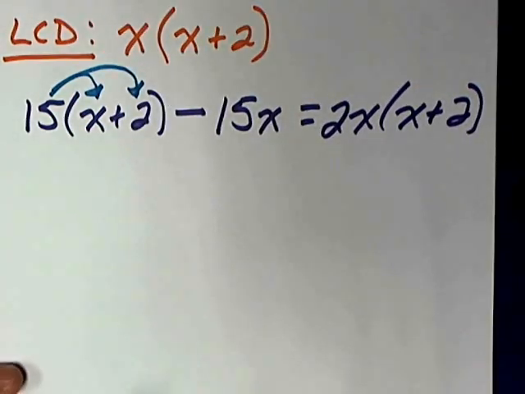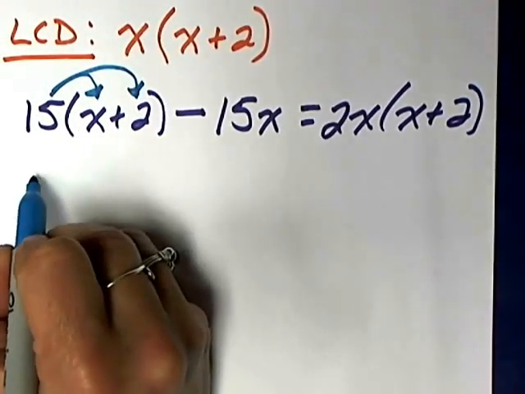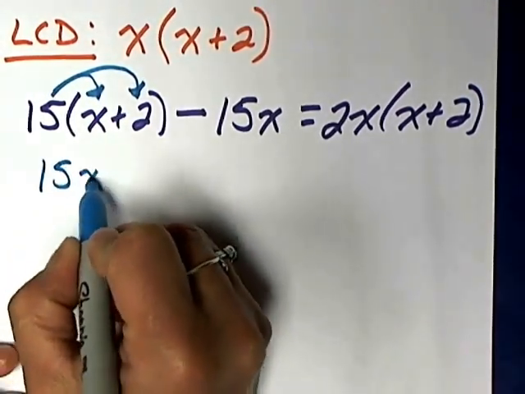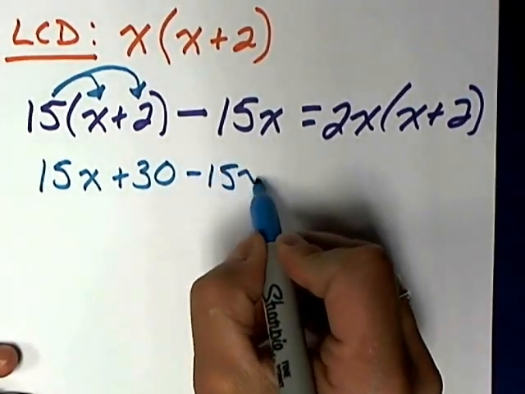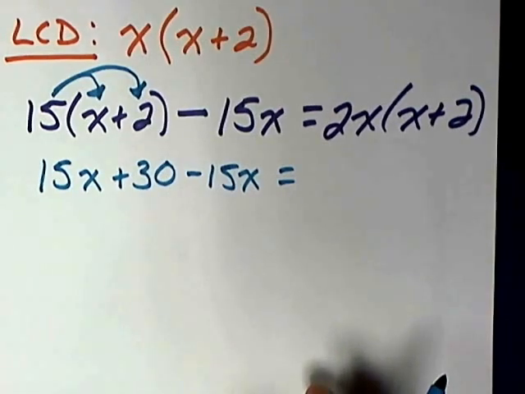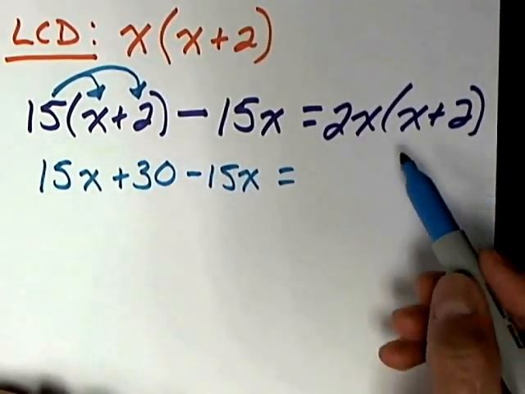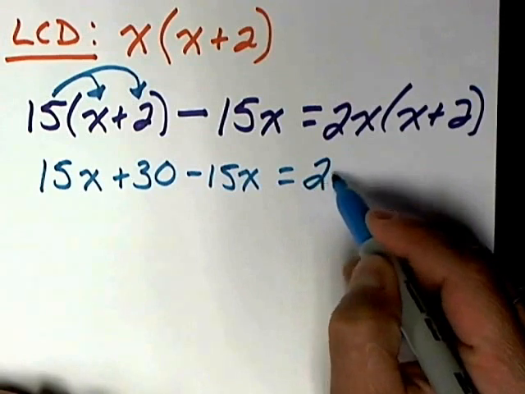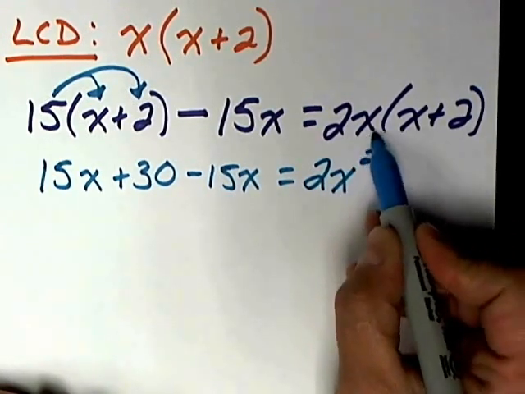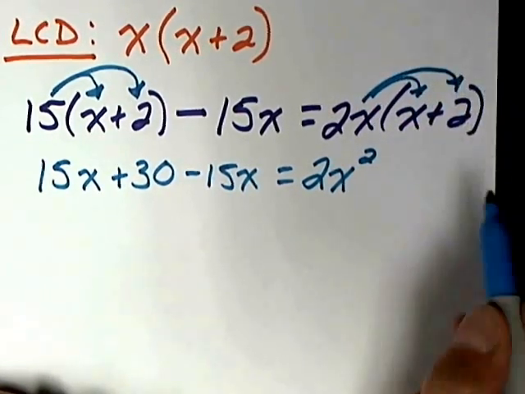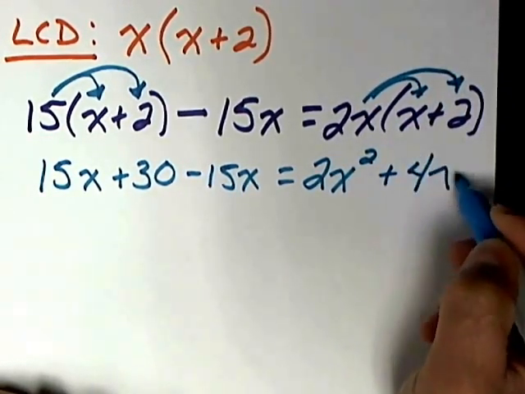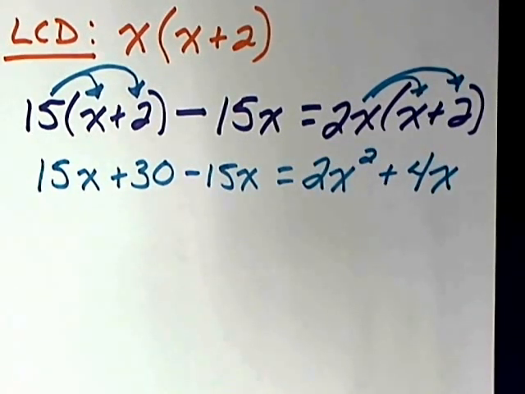The 15 gets multiplied only to the terms inside the parentheses, leaving me with a 15x plus a 30 minus a 15x is equal to, okay, now we have to multiply over here. 2x times x is 2x squared, because anything times itself is squared. And then 2x times 2 is 4, and the x comes along. All right, that's not so bad.